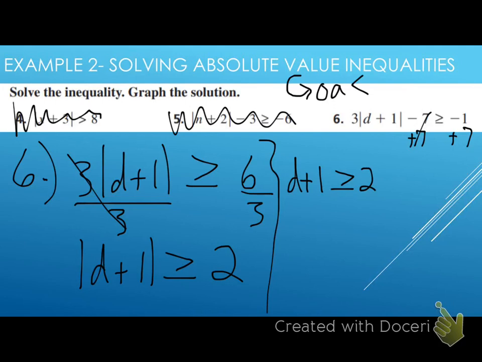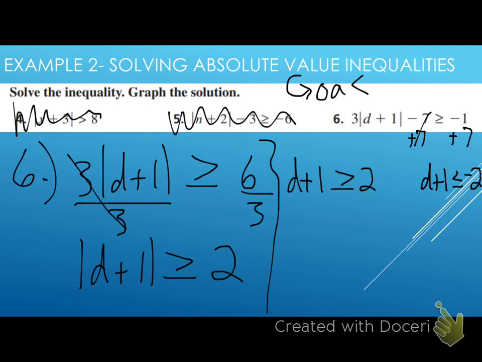Okay, back to 6. What would my second inequality look like? D plus 1 is less than or equal to -2. Very good. Flip that inequality symbol. Make that C value negative. And that gives you your second inequality.